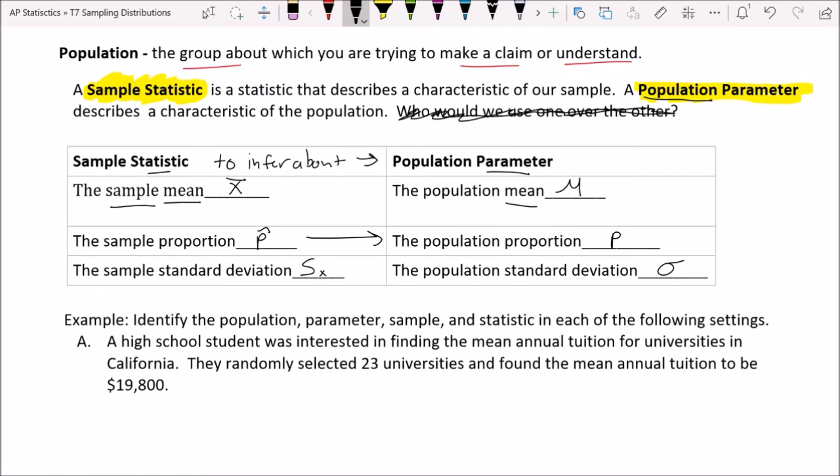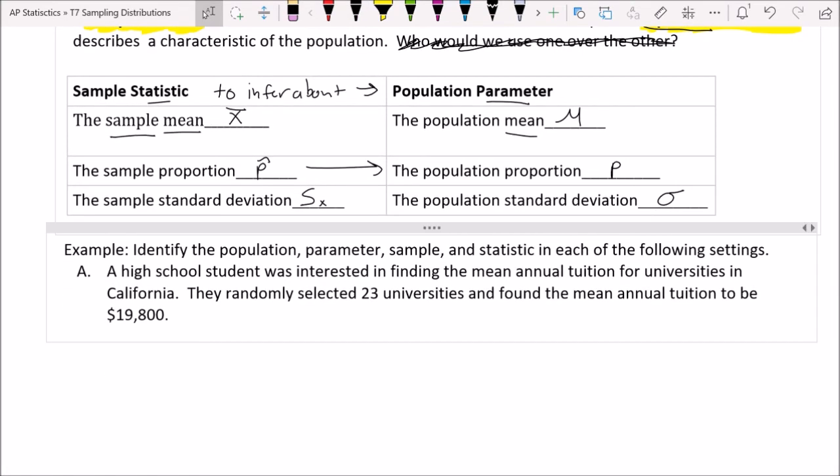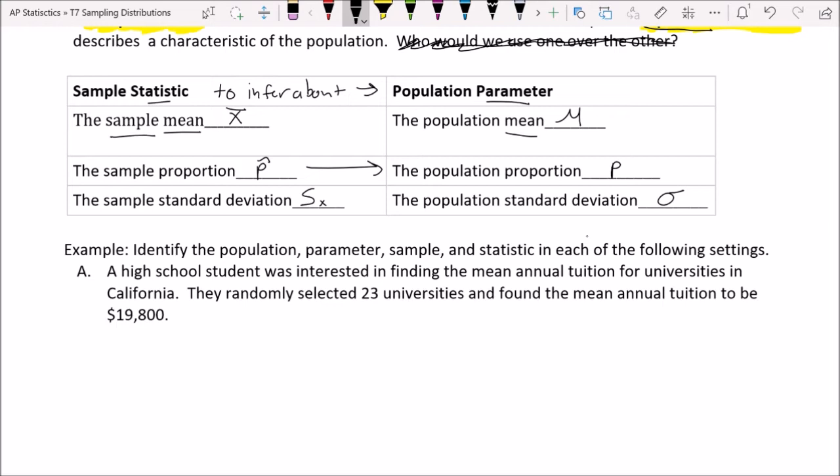So let's do an example down here below. We are going to identify the population, the parameter, the sample, and the statistic in the following setting. A high school student is interested in finding the mean annual tuition for universities in California. So they randomly select 23 universities and found the mean annual tuition to be $19,800.